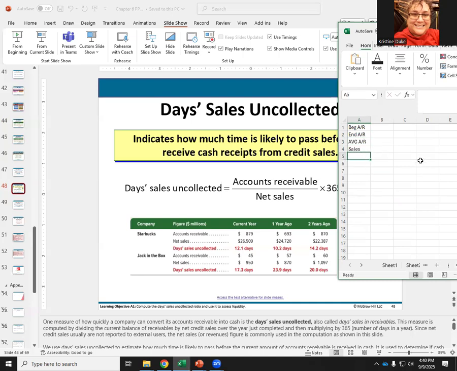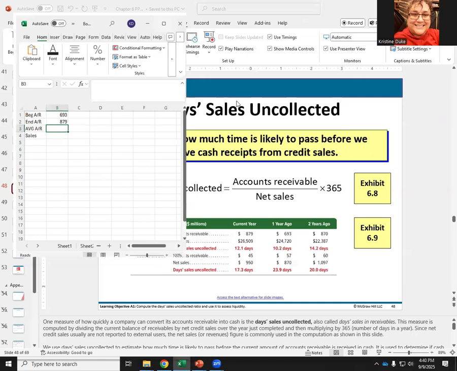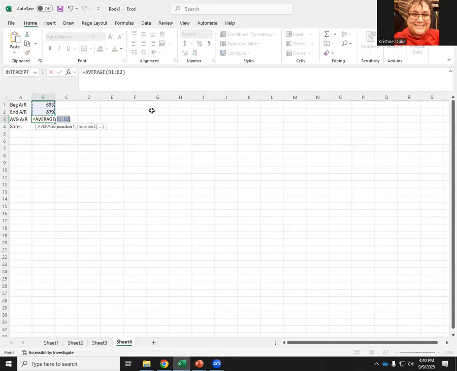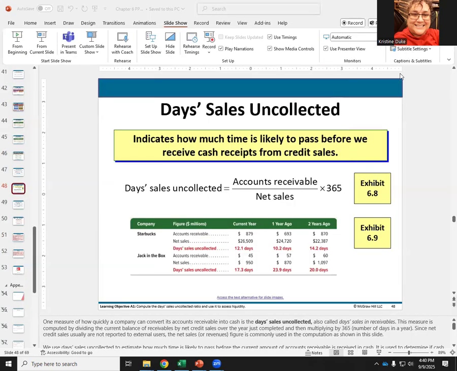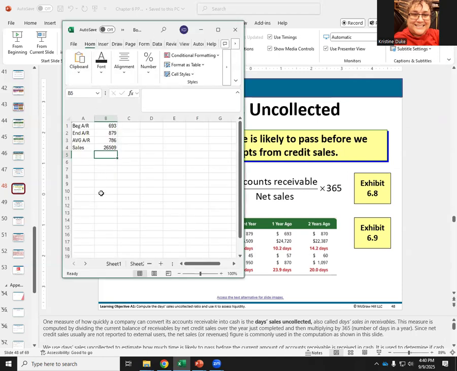And so I'm looking at, okay, my beginning accounts receivable was 693. My ending was 879. Now I'm going to come over here. I'm going to use my average. I'm not going to go this plus this. I'm just going to use the average. And my sales were 26509. So this is the easiest way to do it.